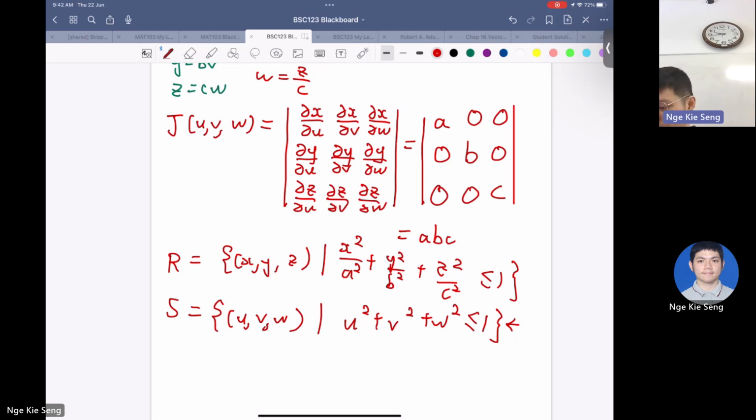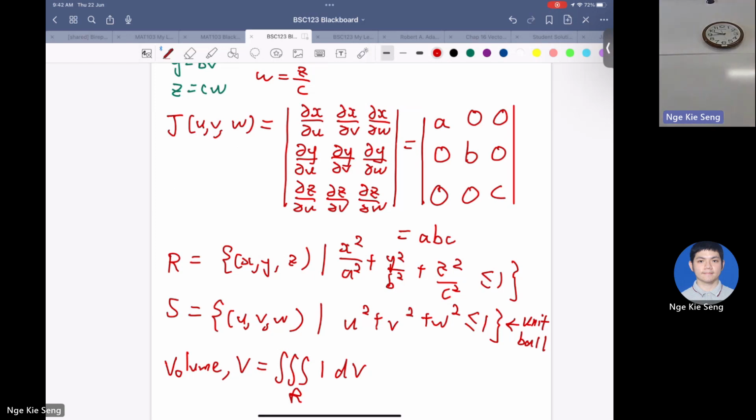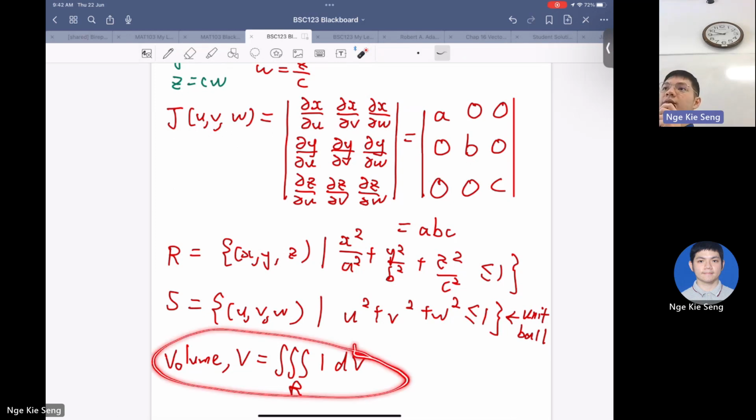Because we need the volume, we calculate the actual solid sphere, which is a ball. So we want to calculate the volume of the ellipsoid, which is integrating over R the function 1. Your domain is an ellipsoid, and when you triple integrate the function 1, you get the volume of the domain. Do you still remember the property from last time? You reduce one level down.